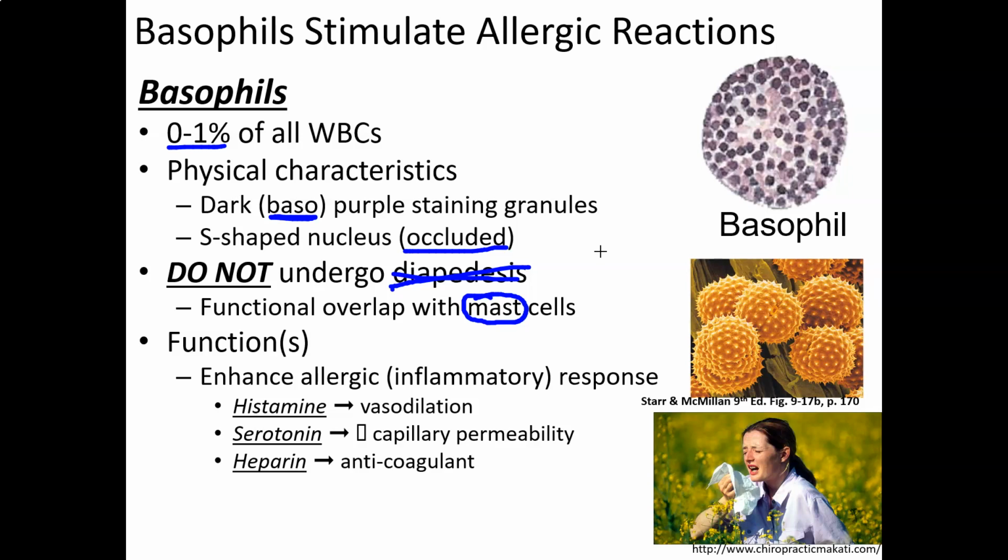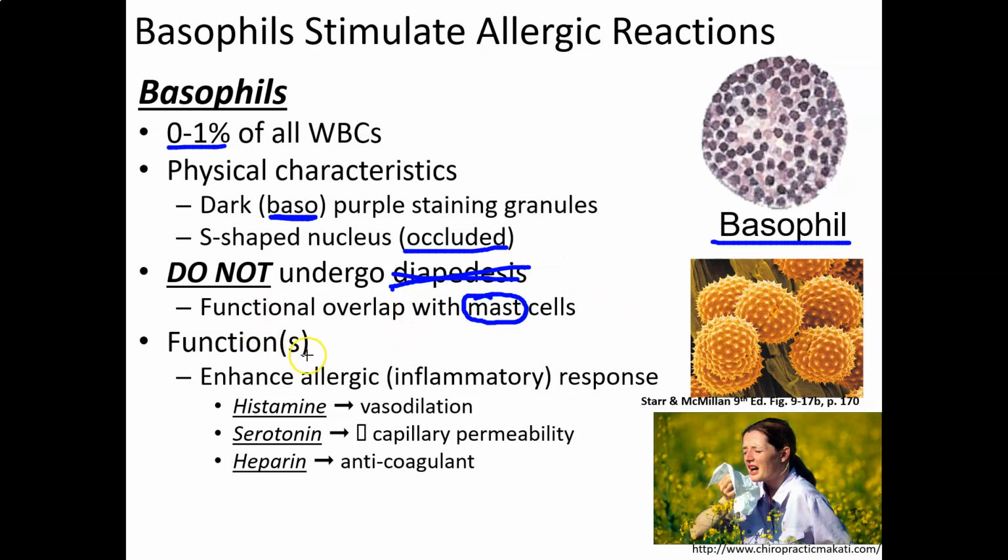And so we don't have the ability for basophils to leave the bloodstream. But that's okay, because the mast cells do their job. As a matter of fact, when basophils were first discovered and looked at, they were called wandering mast cells because they essentially did the same thing. So since we already have cells doing that job in the tissue, there's no reason to modify basophils to do that job because it's already being done. So they're the only white cell that cannot leave the bloodstream. They cannot go through diapedesis.